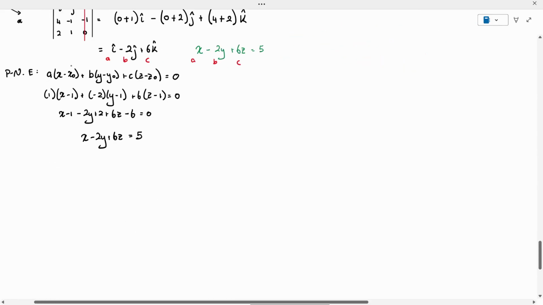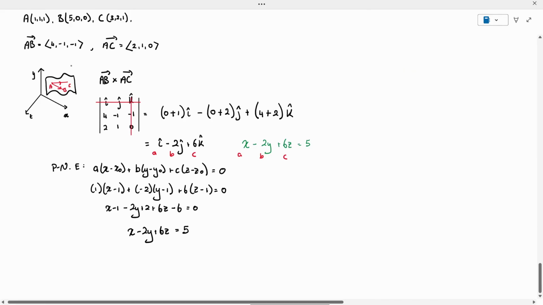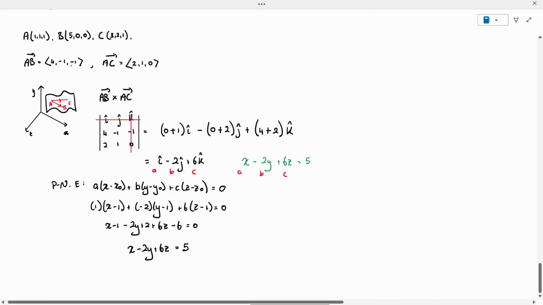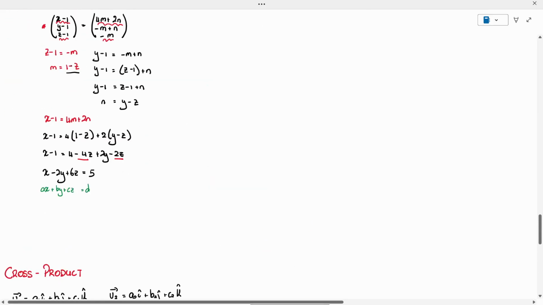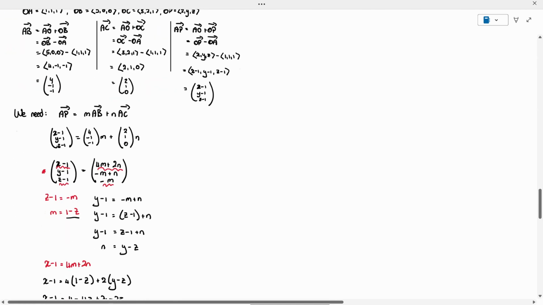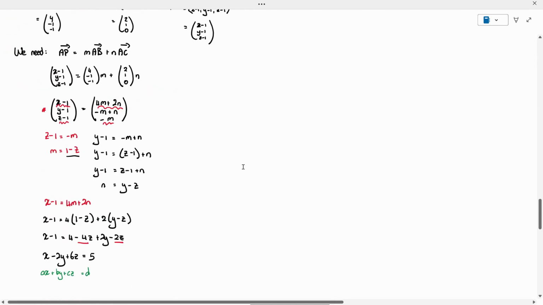So you can see now why we need the cross product, right? Because this was all the work we had for the cross product versus this whole long, drawn out, confusing thing where we need to find m and n and whatnot, right?